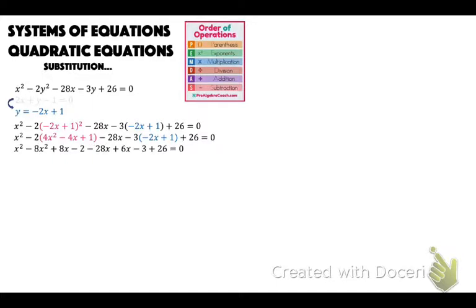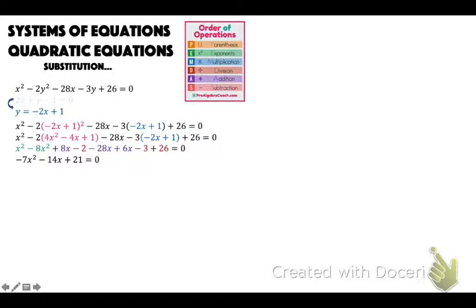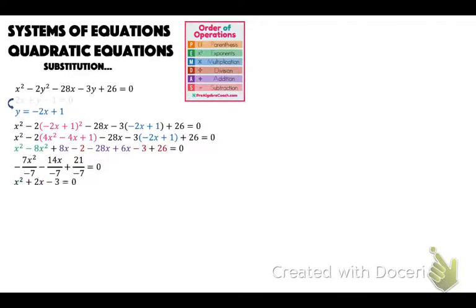Now we can multiply this 2 in, and we can multiply the 3 in. So we have x squared minus 8x squared plus 8x minus 1 minus 28x plus 6x minus 3 plus 26 equals 0. So we're going to group the x squareds together. So you get x squared minus 8x squared is -7x squared. 8x minus 28x plus 6x is -14x. And then -2 minus 3 plus 26 is 21. Divide by that -7, you get x squared plus 2x minus 3. So that's going to be x plus 3, x minus 1, if you factor it. So x equals negative 3 and x equals positive 1.